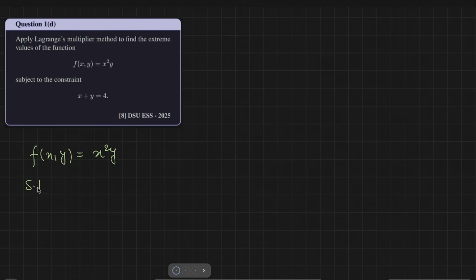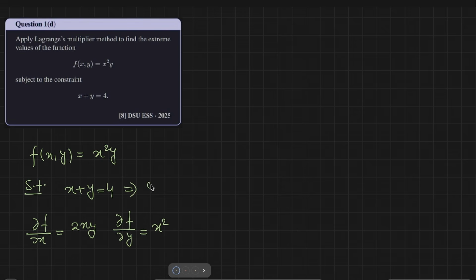subject to the condition x plus y is equals to 4. So what is your first step? First you have to find the partial derivative with respect to x, that is 2xy. The partial derivative of f with respect to y is x square. Similarly, this is your g, so I can write g of x comma y is equals to x plus y minus 4. The partial derivative of g with respect to x is 1. The partial derivative of g with respect to y is 1.